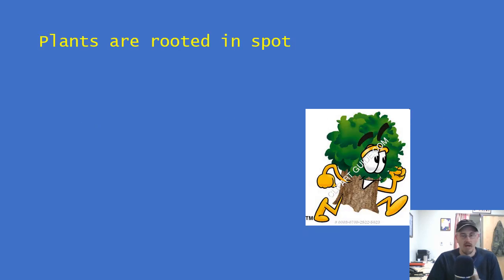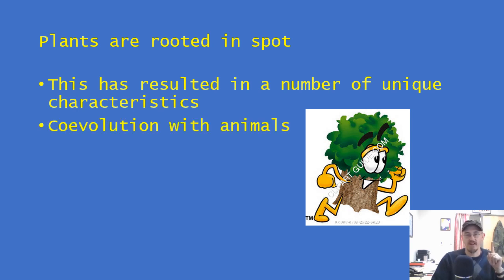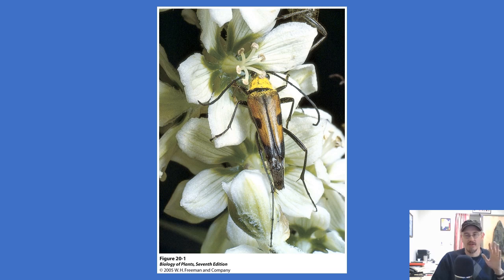So I just want to mention a couple things before we go: plants don't move. They can't run off. So one other cool thing about plants is that they have evolved a number of unique characteristics based on the fact that they're stationary. They've co-evolved with animals, right? Pollination and seed dispersal. They have also evolved chemical defenses because they can't run, so they get you with poison. So let me show you a few examples.